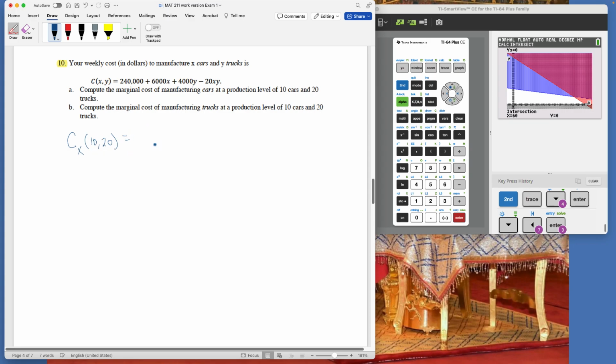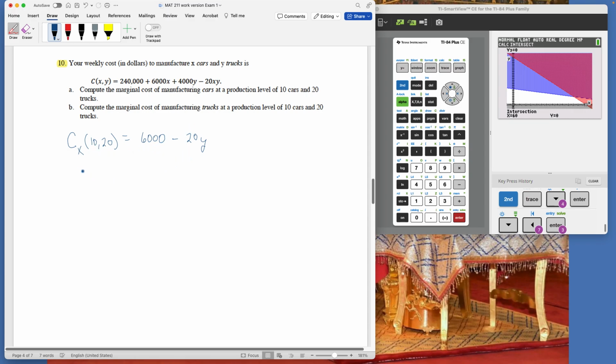But we'll do the first part. Derivative of 240,000, that's a constant, that derivative is 0. Taking the derivative with respect to X, 6,000X becomes just 6,000. X becomes 1. 4,000Y, Y is a constant, so that becomes 0. Now this last part, we take the derivative of X, so that's going to be minus 20Y. So notice, that's the marginal.